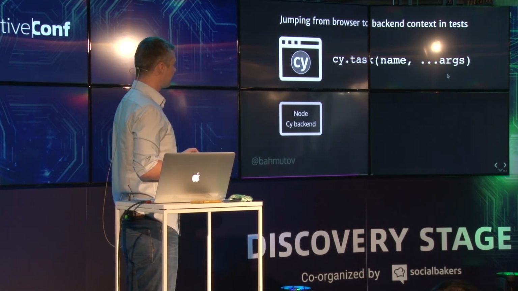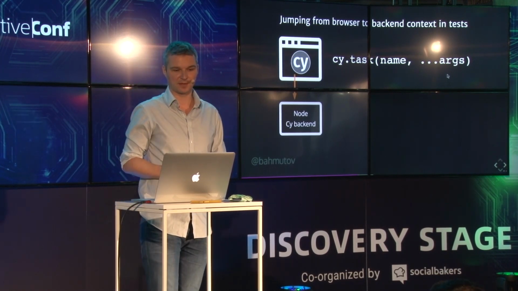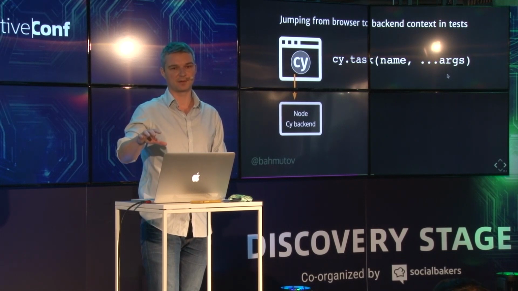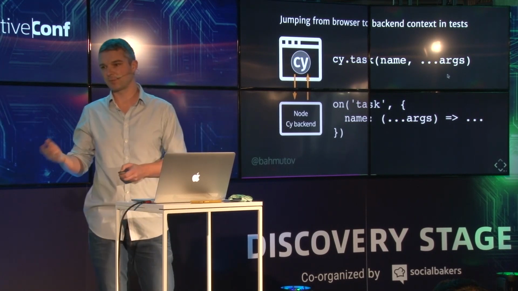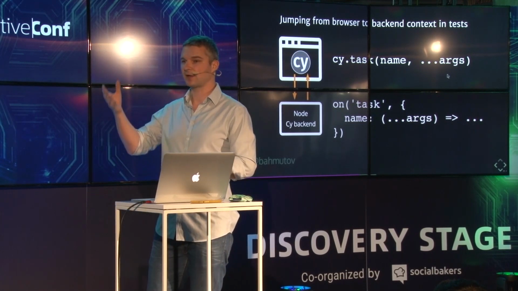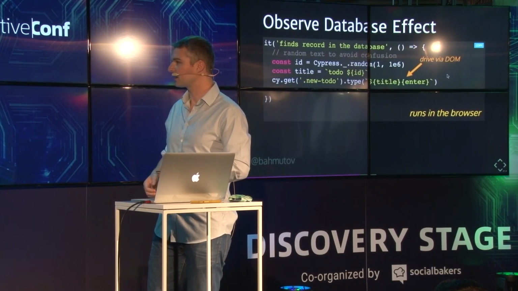Inside the browser, you have the cy.task command. You say the name of a task that you want to run, and you pass arguments. And it goes to the Node backend that Cypress runs in, where you register a callback by name. And then you compute and return the result back to your test, so the test can pass, fail, or continue. So it looks like this.